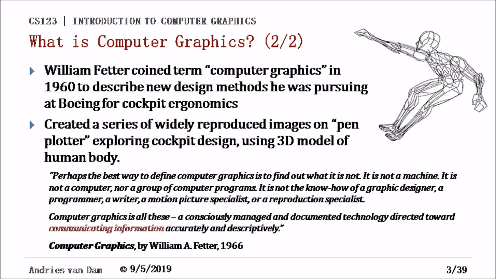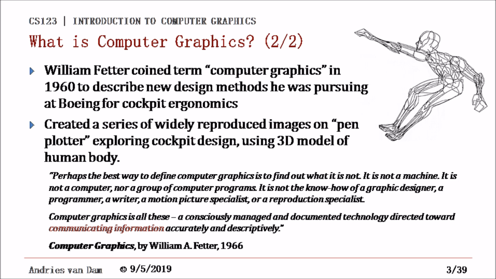So researchers thought that the best way to define computer graphics is to find out what it is not. It is not a machine, it is not a computer, nor a group of computer programs. It is not the know-how of a graphics designer, a programmer, a writer, a motion picture specialist, or a reproduction specialist. But vice versa, computer graphics is all these, which is a consciously managed and documented technology directed toward communicating information accurately and descriptively. So everything on a digital device that you are seeing is computer graphics.